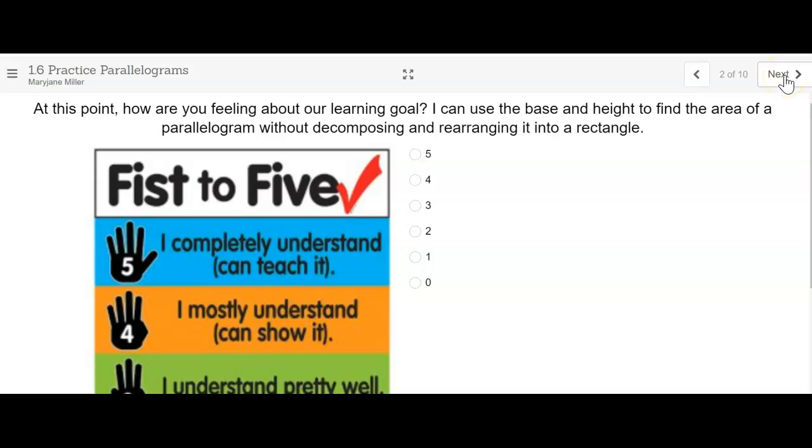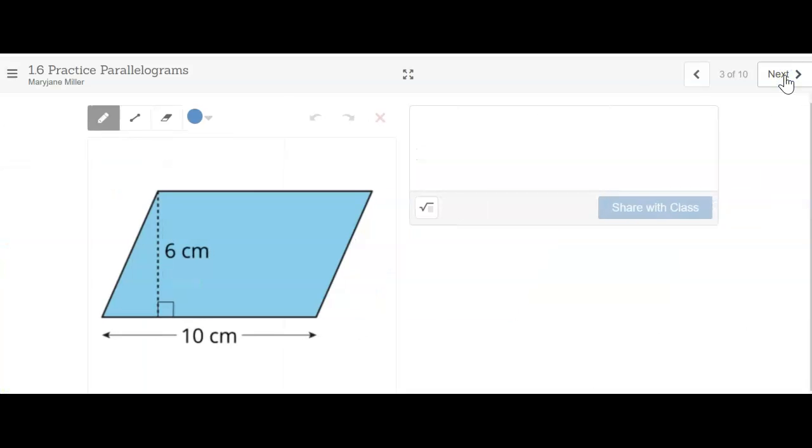So on the first screen, what is your heart rate right now? How are you feeling about this learning goal? About finding the base and height and decomposing and rearranging the parallelogram into a rectangle. So I'm going to go ahead and do screen 1 for you so you understand how this works.